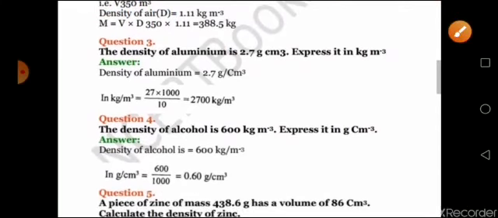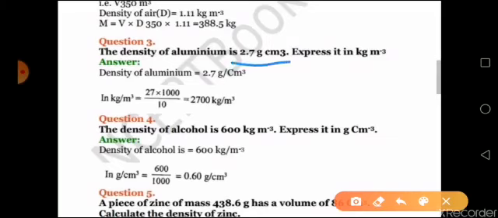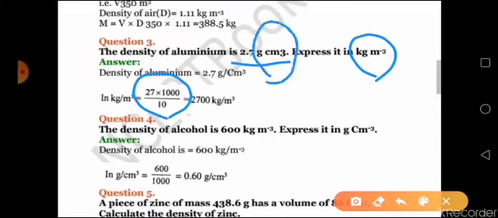Now coming to question number 3, the density of aluminum is given. Here also make sure the unit is given wrong. It is gram centimeter raised to minus 3. You have to express it in kilogram meter raised to minus 3. Like your first question, you simply have to convert it. Using the conversion factors, whatever is the value given, you just convert it. That is, you just have to multiply it with 1000. See how you have to convert it.